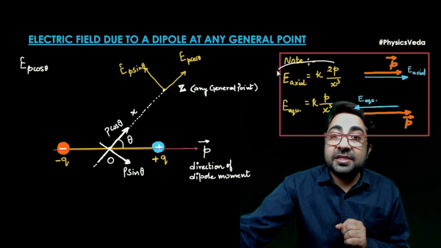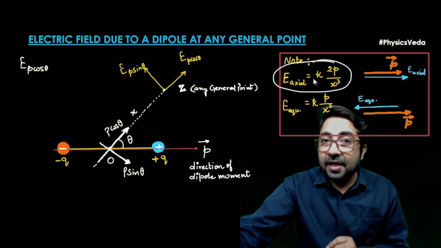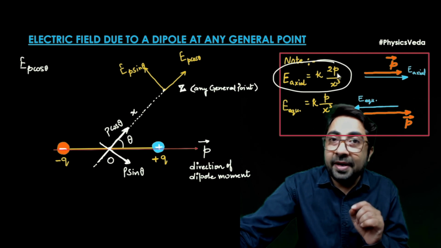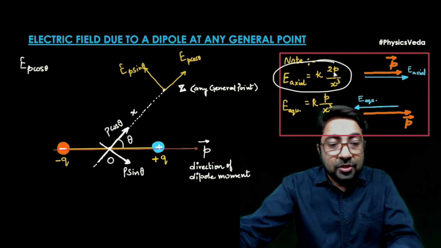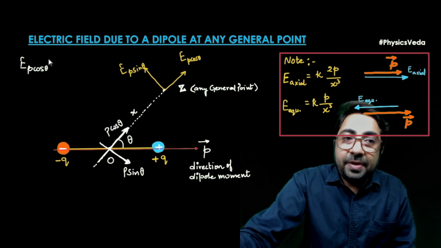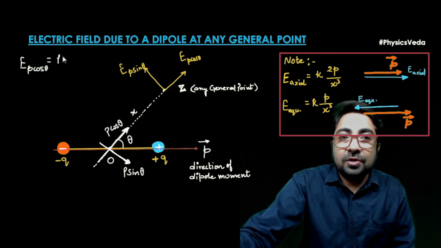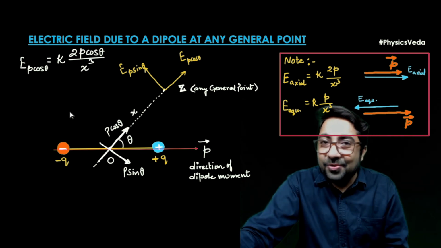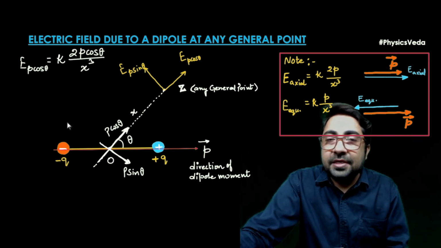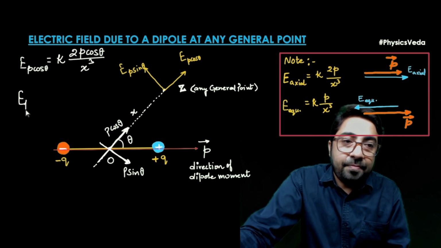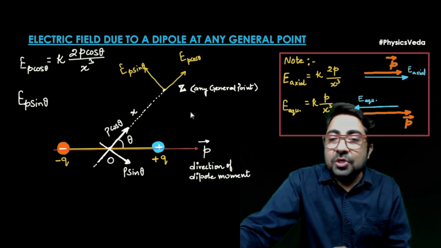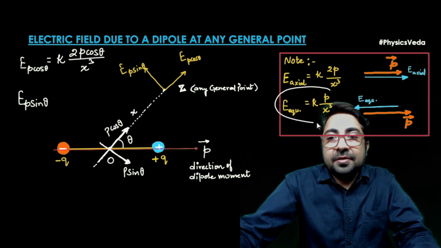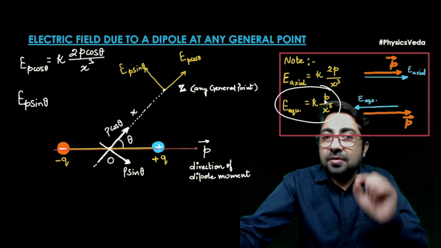So from the expression of the axial electric field, I can change the electrical dipole moment to p cos theta here. So electric field due to p cos theta is equal to constant k times 2p cos theta upon x cube. So this is clear to you. Now the next point is the electric field due to p sin theta. So again I can change here the value of p as p sin theta.